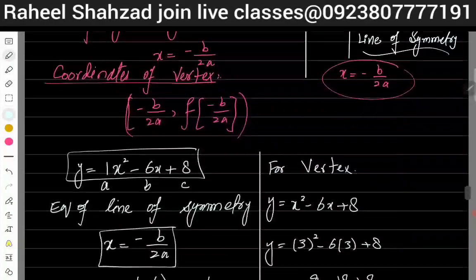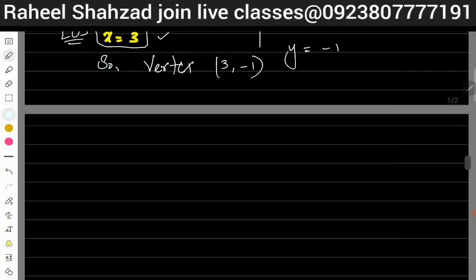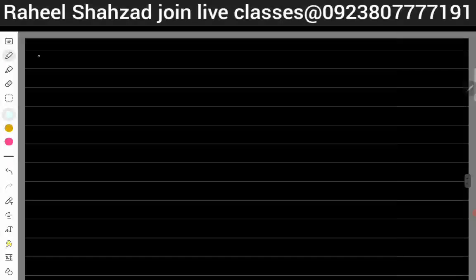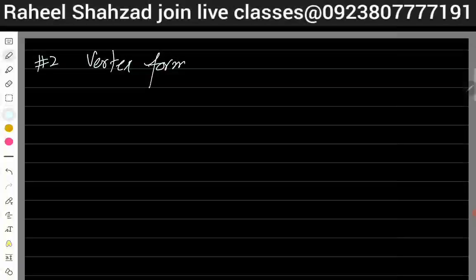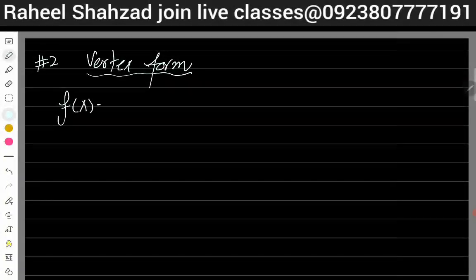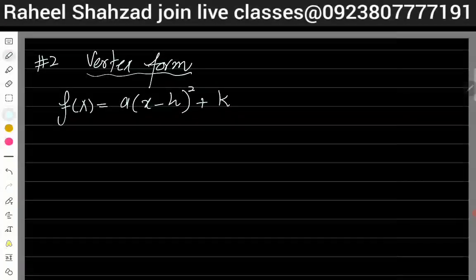The second one is the vertex form. So number 2 is vertex form. If it is given in vertex form, that makes it f of x equals a(x minus h) square plus k.